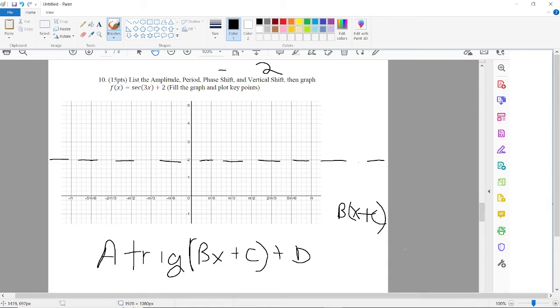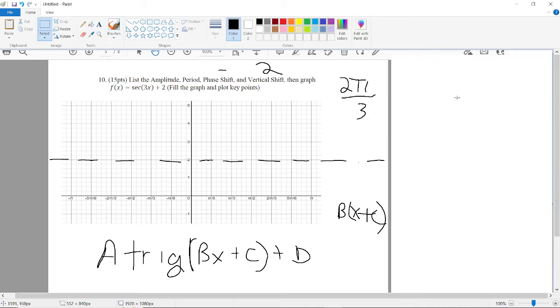Period. The period is 2 pi over B, and what does it say here? B is 3. So 2 pi is a normal period for secant, and it's going to be 2 pi over 3 is the new period for this one. So 2 pi over 3. Let me erase some of this so I can turn this into a white area to do more easy work on. So 2 pi over 3. Normally it's 2 pi. 2 pi over B is going to be the period.